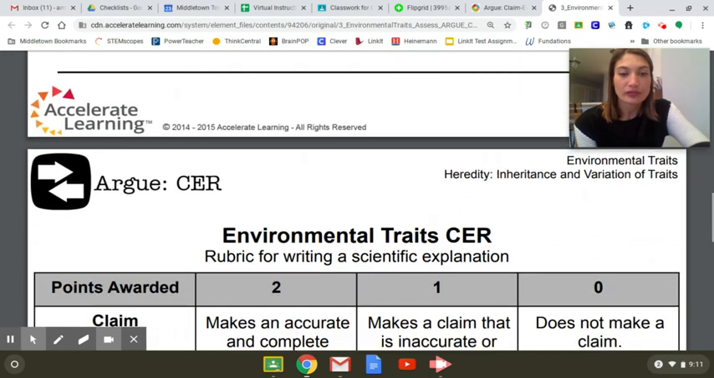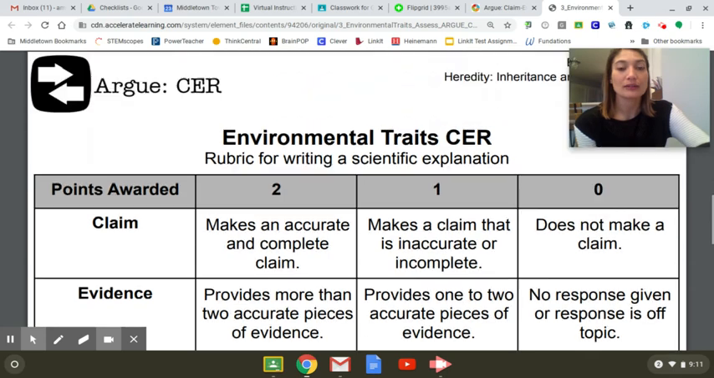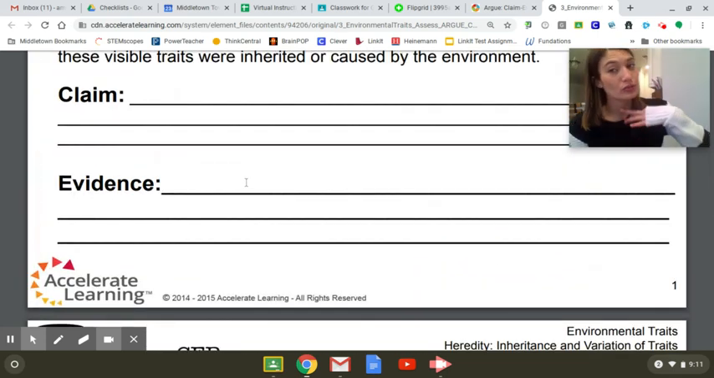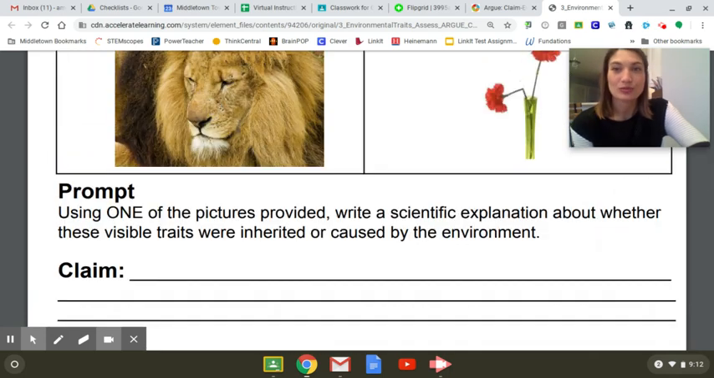And in your rubric, remember, you will be graded on if you make an accurate and complete claim, so having it in a nice sentence and answering it correctly. And then you need to provide two accurate pieces of evidence. So when you do your evidence, give me 2 ways you know why it is environmental and caused by the environment or inherited. All right, let me know if you have any questions as you do this. Good luck. I'm sure you guys will do awesome.